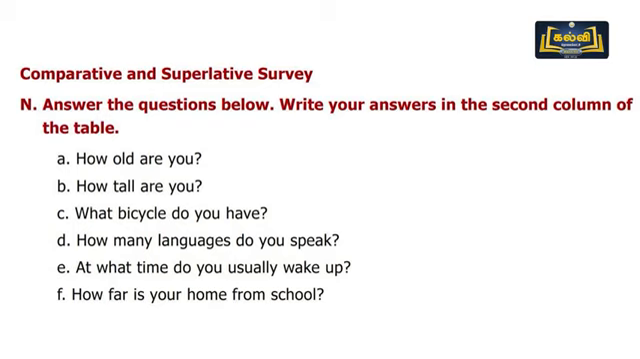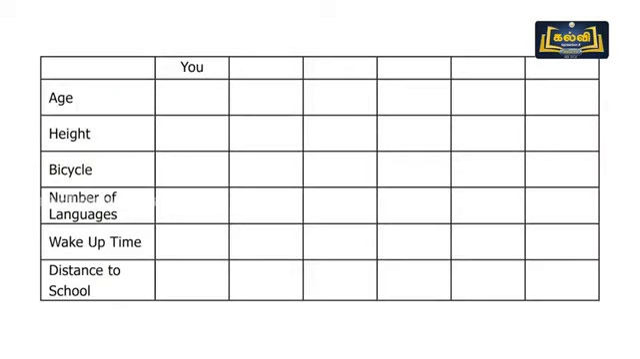Answer the questions below. Write your answer in the second column of the table. How old are you? How tall are you? What bicycle do you have? How many languages do you speak? At what time do you usually wake up? How far is your home from school? So, here 6 questions are given. You should answer these questions and fill in the given tabular column.